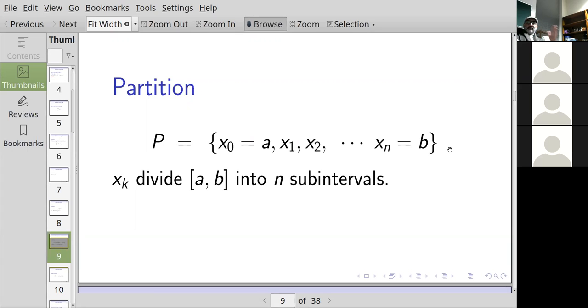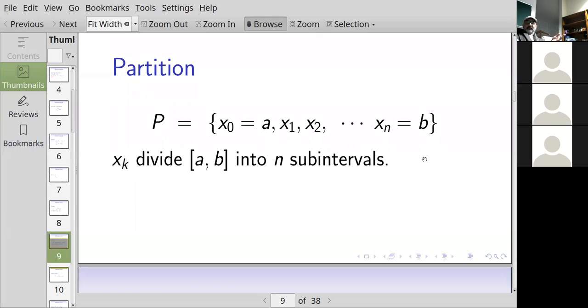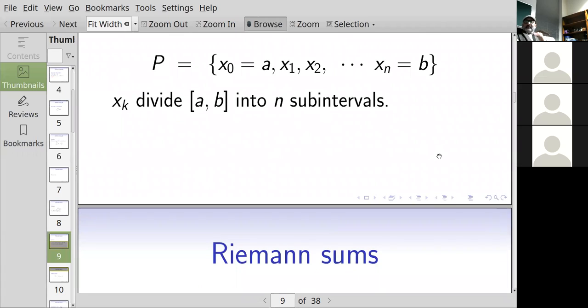So you're going from A to B, putting in n plus 1 points so that you can have n rectangles. These are n plus 1 points that run between x0 equals a and xn equals b. These points divide the interval a to b, the line segment on the x-axis, into n subintervals. Those n subintervals are the bottoms of the rectangles that we've been talking about.